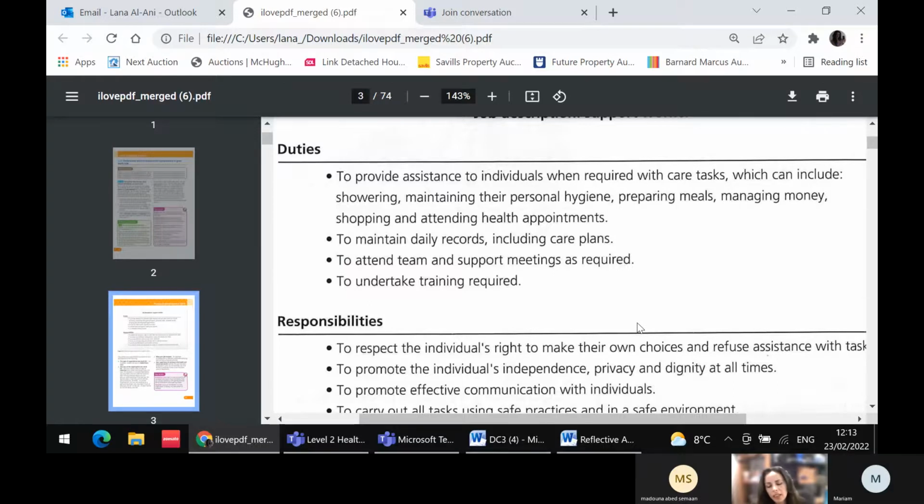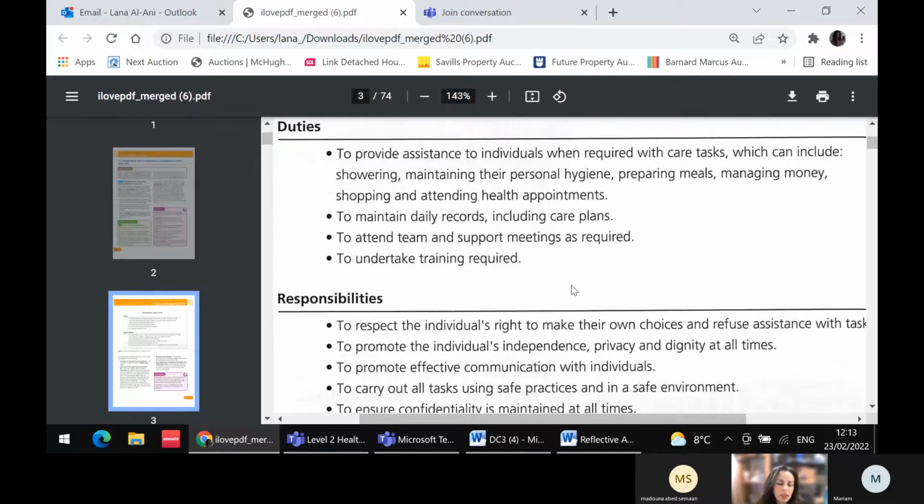I write in their care plan what they have achieved, what they've done, and also I support them if they have any meeting with any doctor or social worker. I go with them and support them, and also I take any training as required from me.